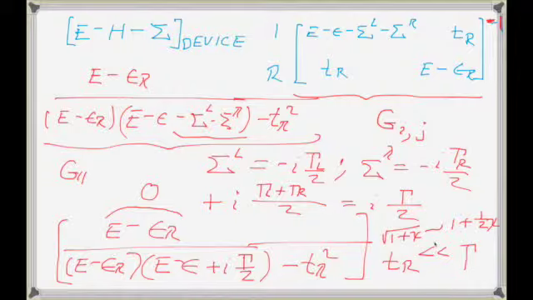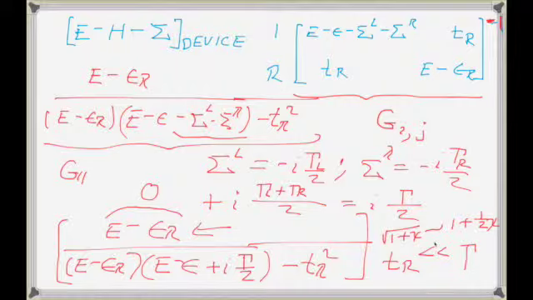So you sketch the position of the zeros and poles in the complex plane. What's the transmission when E is exactly equal to ER? Since it's proportional to G squared, it's going to be 0 exactly when the energy is aligned with the energy of that isolated site.